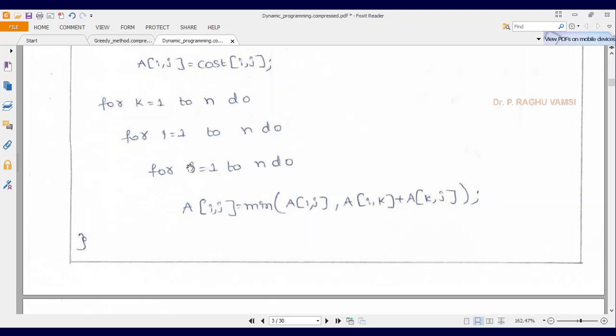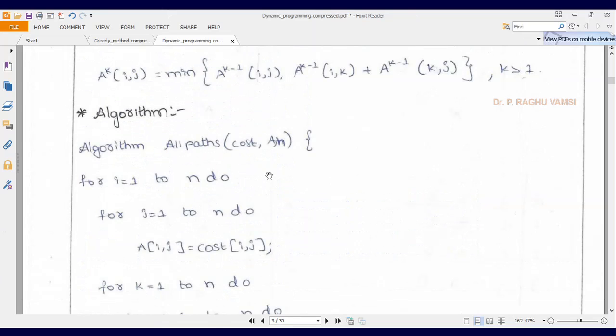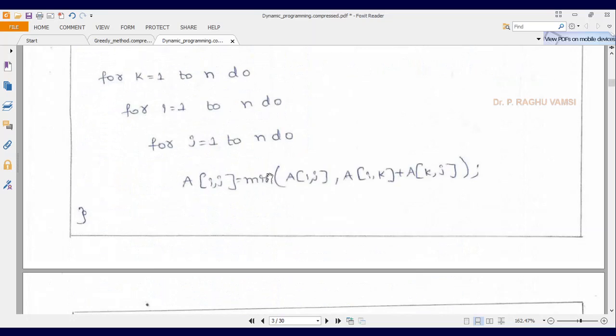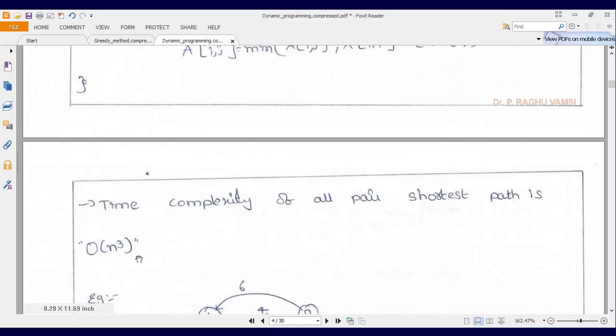If you want to go from i to j, you check whether an intermediate node, or intermediate vertex, is available or not. So i to k and k to j, you are supposed to check it. So for this, A of i comma j is equal to the minimum of A of i comma j, and A of i comma k plus A of k comma j. Since you are using 3 for loops here, the time complexity of this dynamic programming algorithm, that is, the all-pairs shortest path algorithm solved using dynamic programming, is order of n cube.